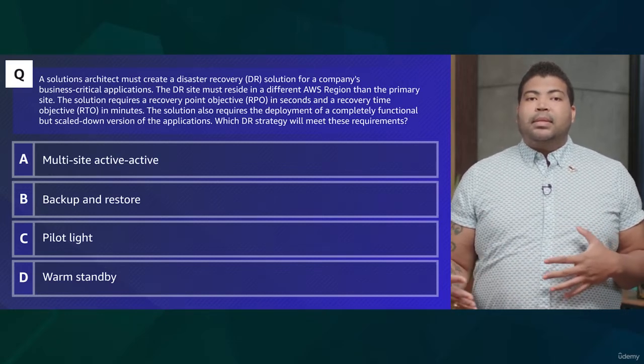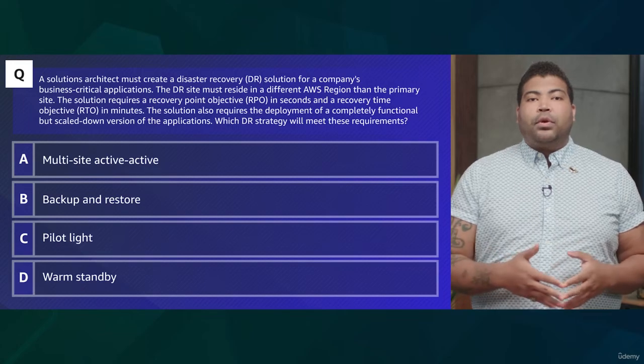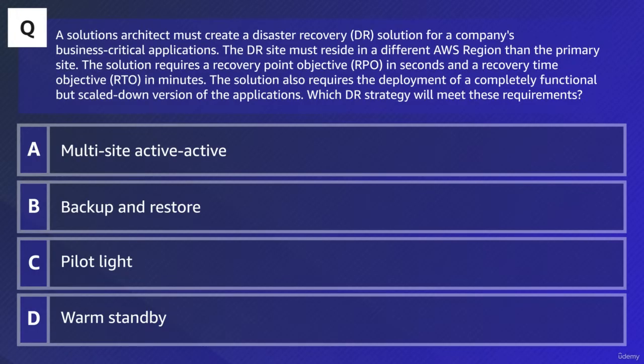I'll give you some time now to see if you can identify the key for yourself. If you want more time, this is your chance to pause. I'll be resuming in 3, 2, 1.